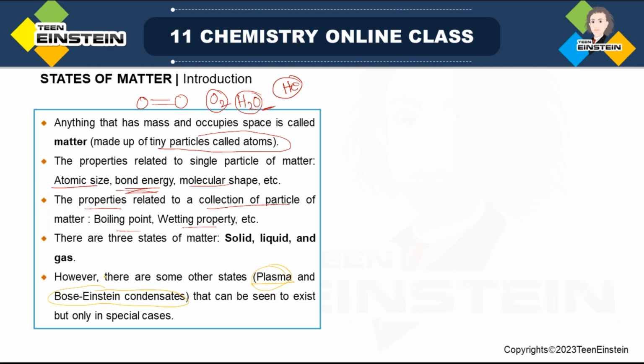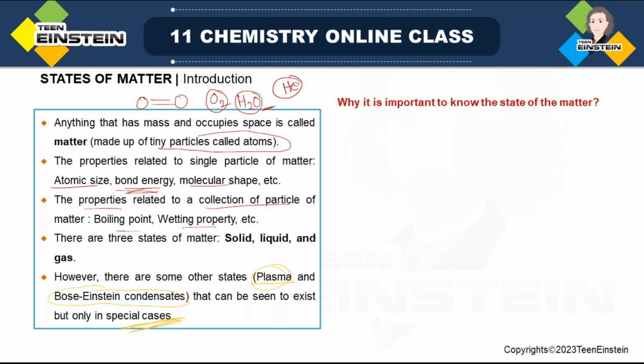Except solid, liquid and gas, there are some other states also recently found, which are plasma and Bose-Einstein condensates, that can be seen to exist. But remember, these are special cases, so we will not go into detail of it. So here, solid, liquid and gas, these three states are possible for any matter.